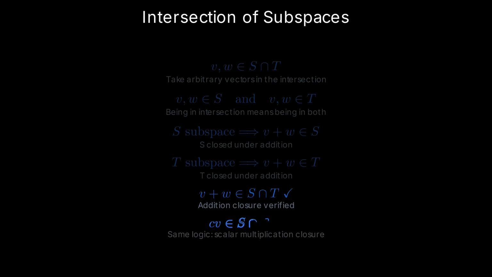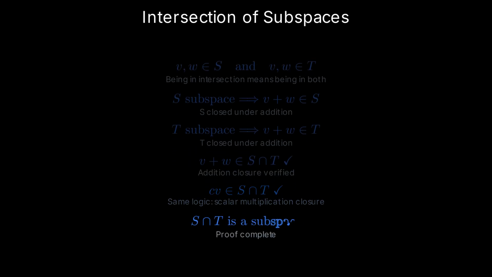The same logic applies for scalar multiplication. If c is any scalar, then c times v is in S because S is a subspace, and c times v is in T because T is a subspace, so c times v is in S intersect T. Closure holds, so S intersect T is a subspace. Let's look at two examples.